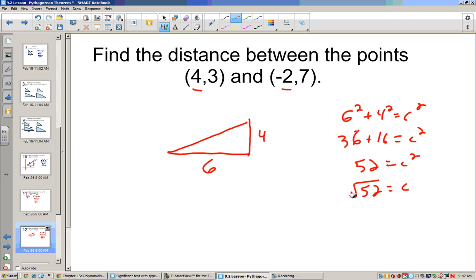Now one thing about the square root of 52, we should always check and see that we can't divide by any perfect squares. And the square root of 52 can go square root of 4 times the square root of 13. The square root of 4 is 2, so 2 root 13 is our answer.